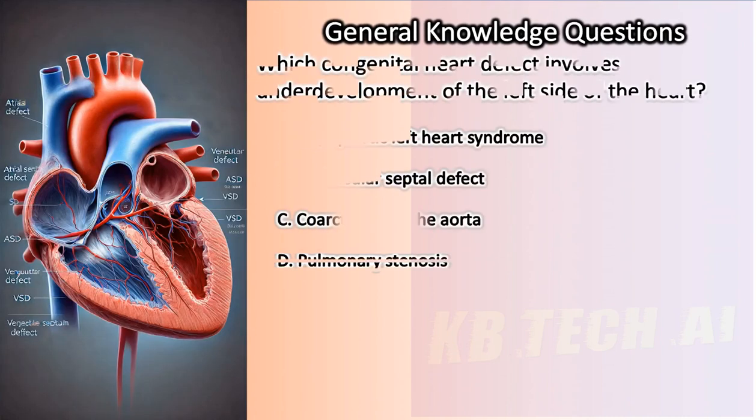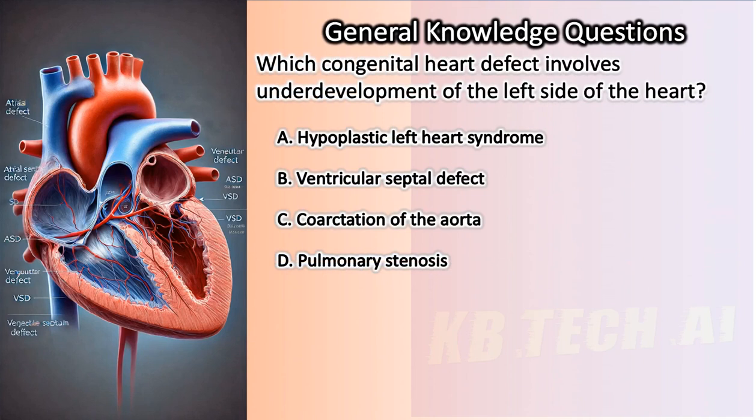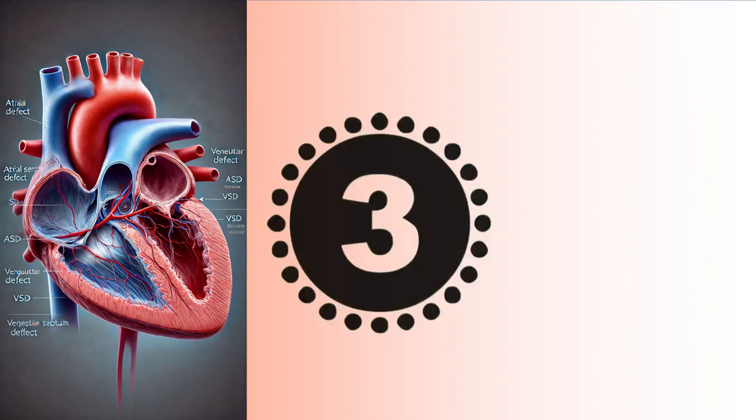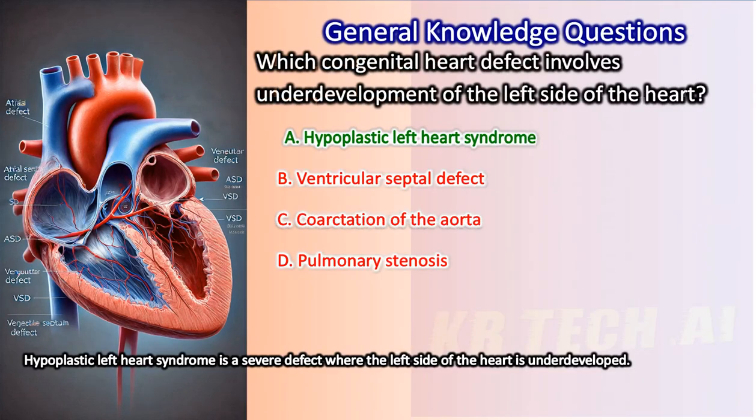Which congenital heart defect involves underdevelopment of the left side of the heart? Option 1, hypoplastic left heart syndrome. Option 2, ventricular septal defect. Option 3, coarctation of the aorta. Option 4, pulmonary stenosis. The answer is option 1, hypoplastic left heart syndrome.